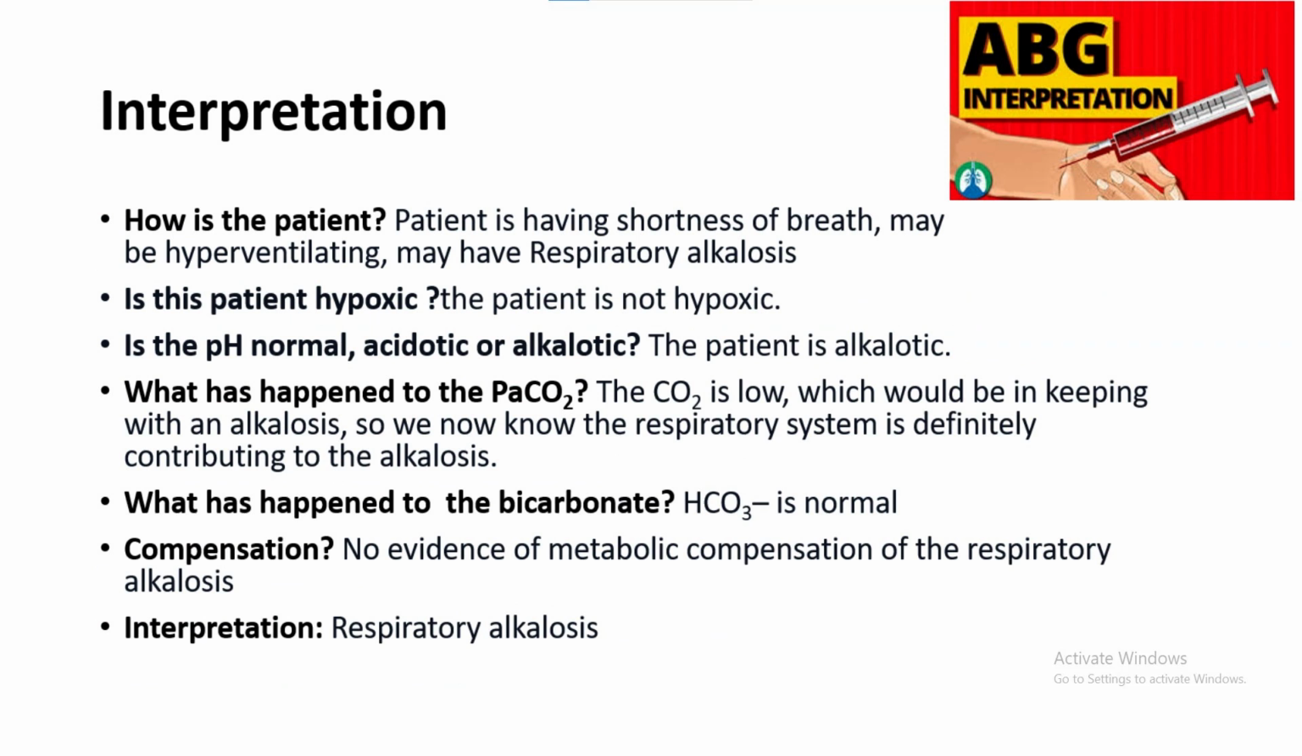Interpretation. How is the patient? The patient is having shortness of breath, may be hyperventilating, may have respiratory alkalosis. Is this patient hypoxic? The patient is not hypoxic. Is the pH normal, acidotic, or alkalotic? The patient is alkalotic. What has happened to the PaCO2? The CO2 is low, which would be in keeping with an alkalosis, so we now know the respiratory system is definitely contributing to the alkalosis. What has happened to the bicarbonate? HCO3 is normal. Compensation: no evidence of metabolic compensation of the respiratory alkalosis.